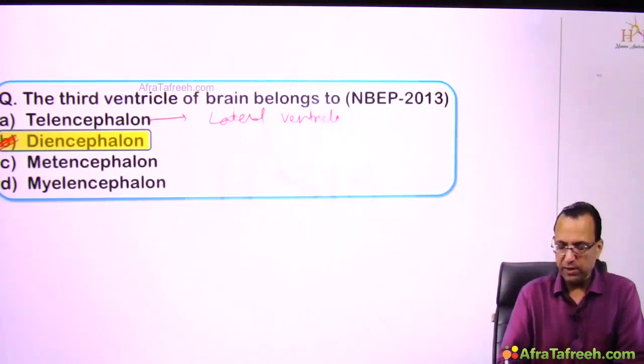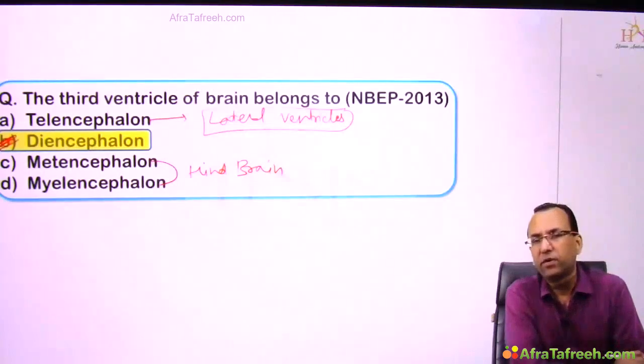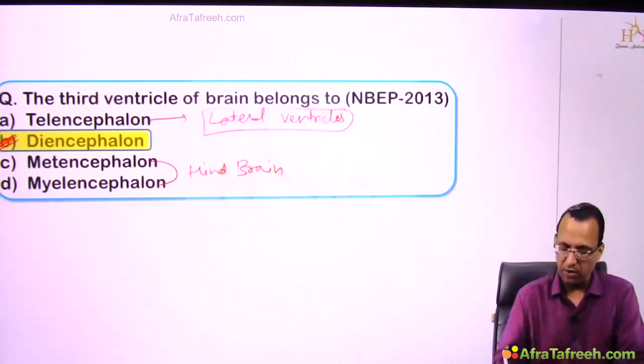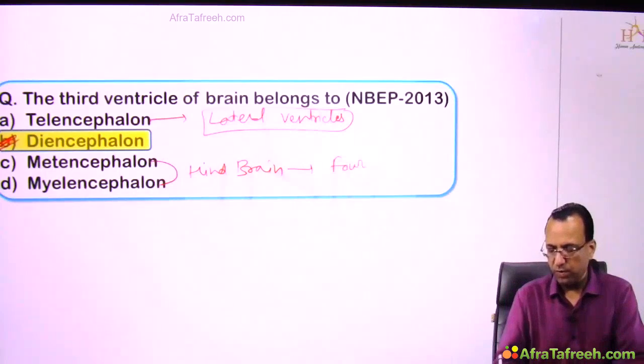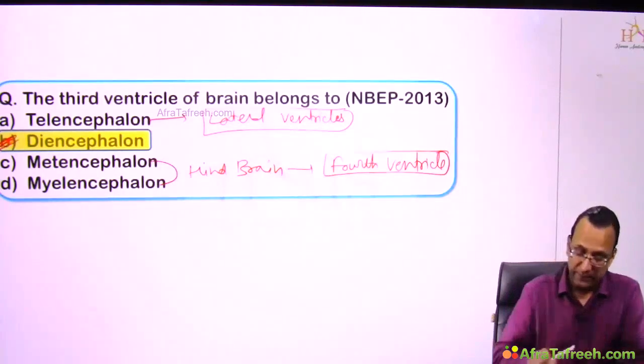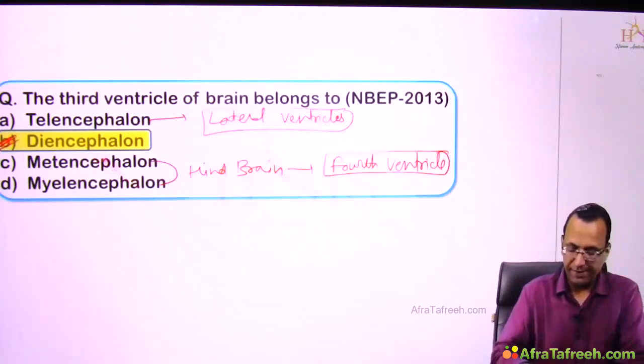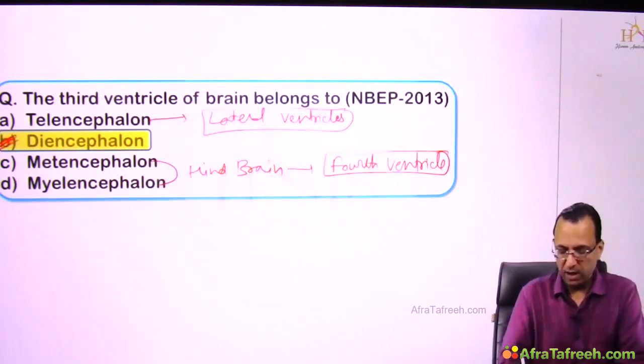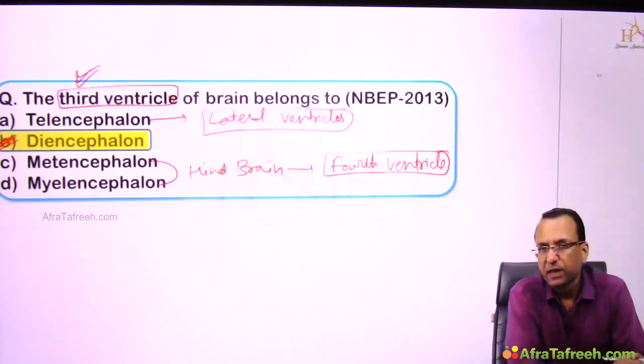Can you tell me what is there in the hindbrain? This is hindbrain. In the hindbrain, you have two components. One is called metencephalon and the other myelencephalon. What is the ventricle of the hindbrain? That is the fourth ventricle. So you have got the fourth ventricle for the hindbrain, which will itself include metencephalon and the myelencephalon. But the answer remains diencephalon, because the question is asking about the third ventricle. Answer is choice number B.